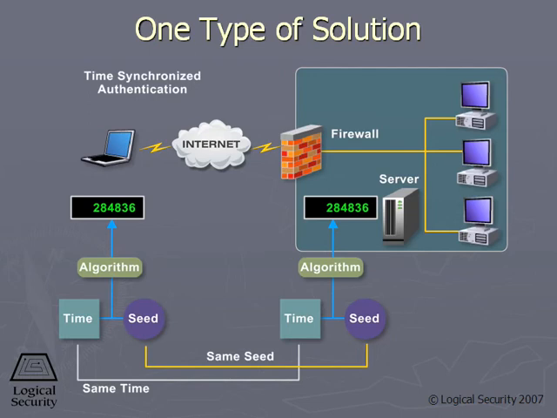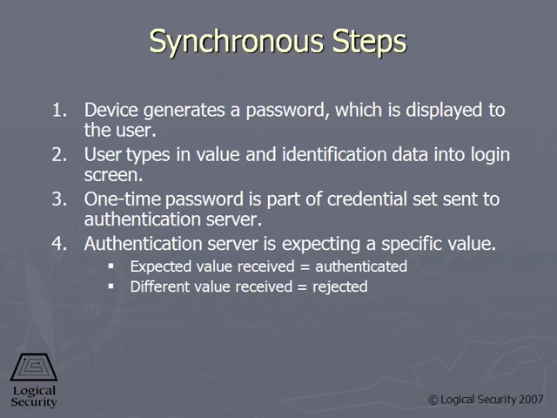So again, if I'm using this type of system for authentication, I have some type of username, some type of identification. There's a value shown to me on the token, which is the internal time and a seed value combined. Then that is usually encrypted and sent over to the authentication server. The authentication server decrypts and looks at my account and sees if that's the one-time password it's expecting. So those are the different steps. If they match, then I'm authenticated. If there's not a match, then I'm rejected.